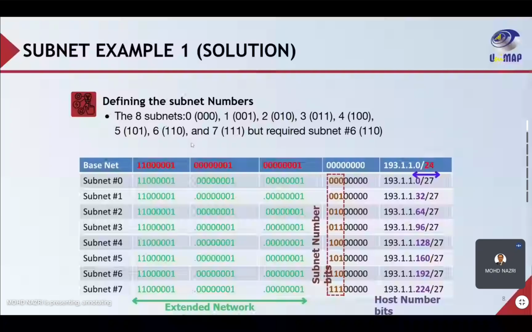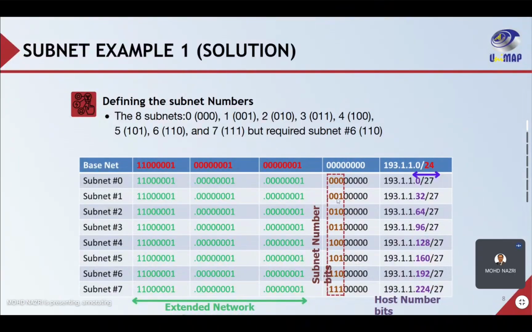Yang ni adalah di sini. Okay, the dotted line. 0, 1, 2, 3, 4, 5, 6, 7. Sama lah. And then base network kita is 193.1.1.0/24. Ini yang given. Okay. So this is 193.1.1.0, and you convert dalam decimal, you akan dapat samalah 193.1.1.0/27.